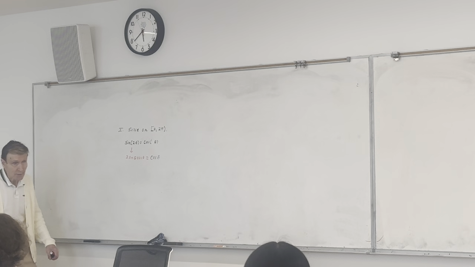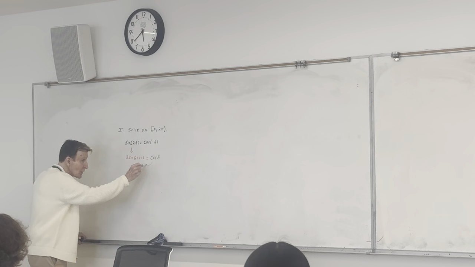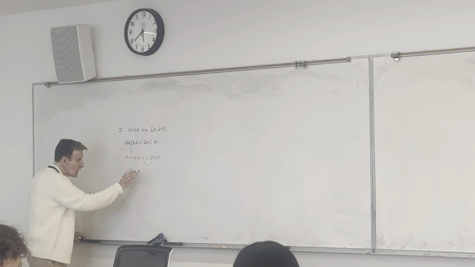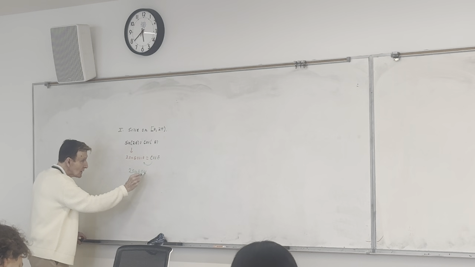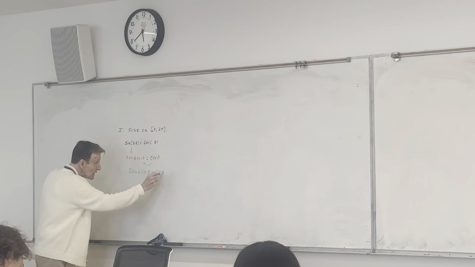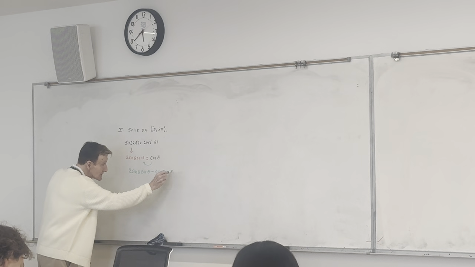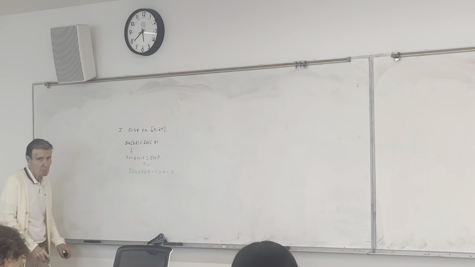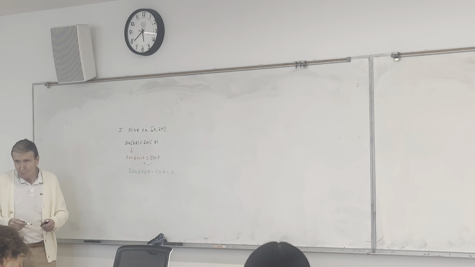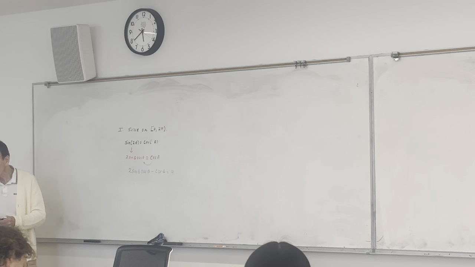Don't divide, but move this over and rewrite it as 2 sine theta, cosine theta, minus, when I move it over, cosine theta is equal to 0. Now they're on the same side. Now what from algebra might you want to do? You've got them together on one side.